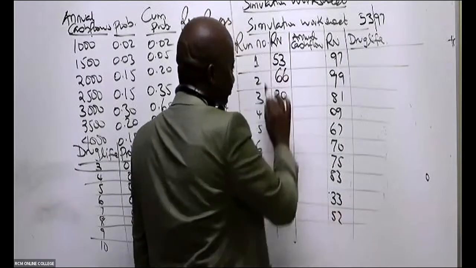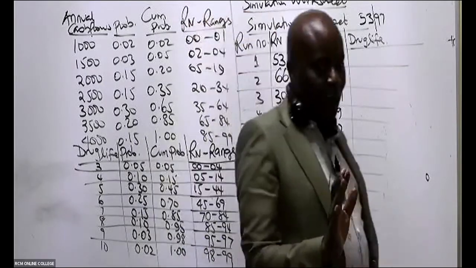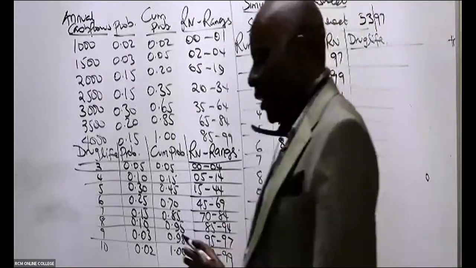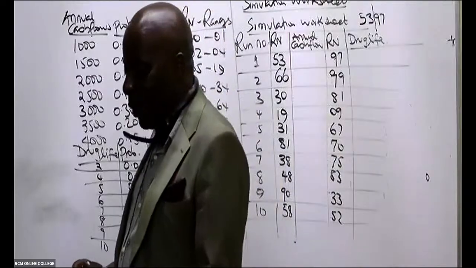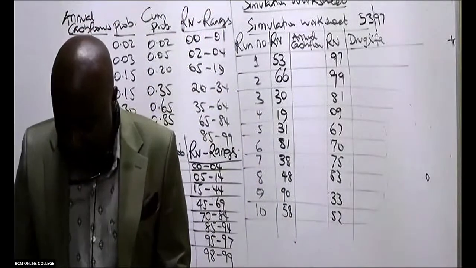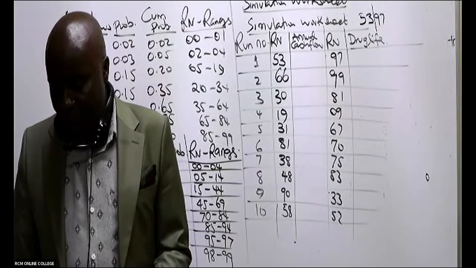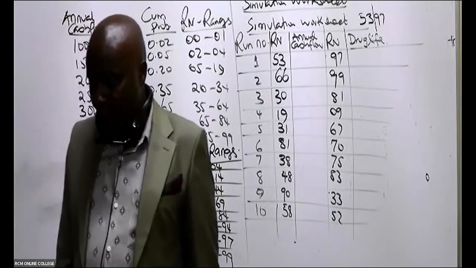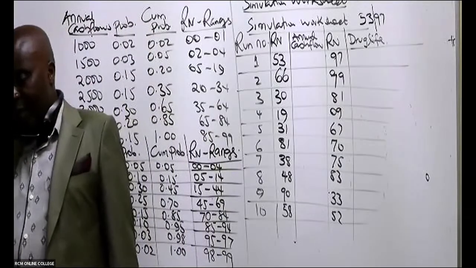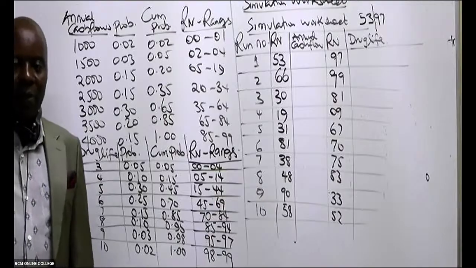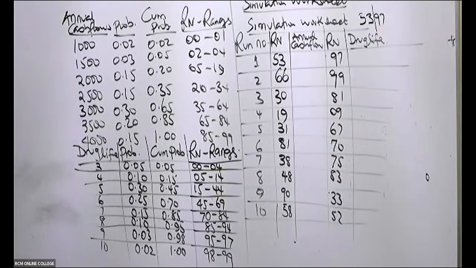And they told us to do only 10 runs. In the question, they told us to do 10 runs. So please write up to here. Online students, by any chance, are we together up to here? Great. The online students have confirmed that, Mwalimu, up to here we are together.